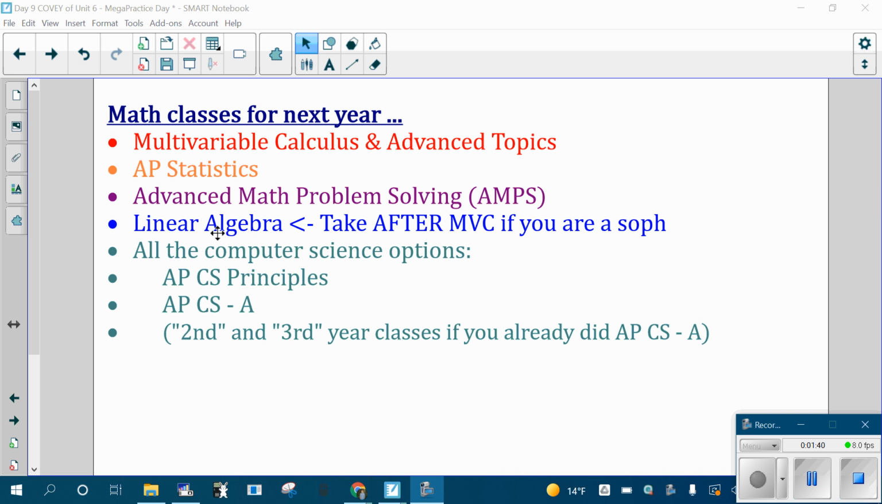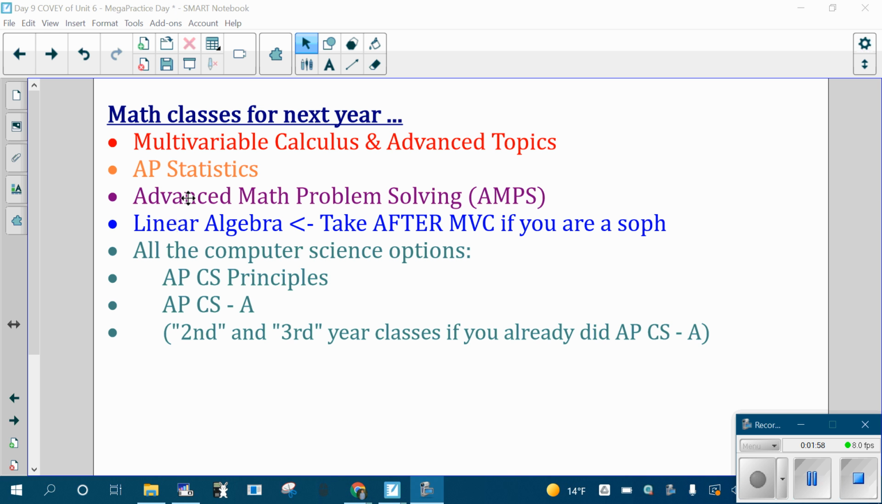Some of you guys have heard about this linear algebra class. What we're recommending now really is this class is just for sophomores, or those of you guys that are sophomores. After you take the multivariable calculus class, your senior year, you can take this linear algebra class. Okay, so none of us are going to take linear algebra next year.